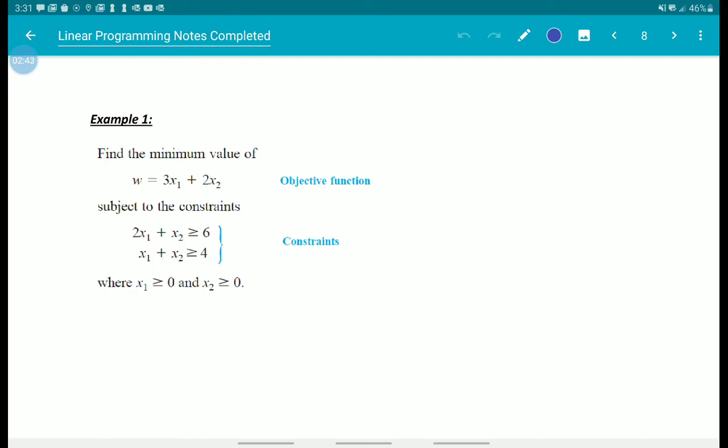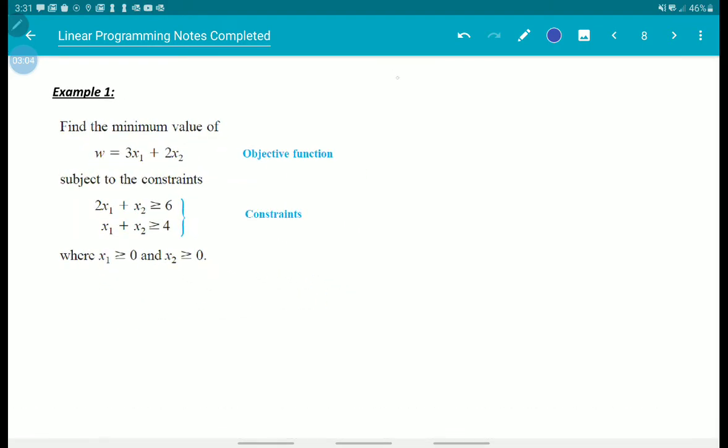So we want to minimize w equals 3x1 plus 2x2 subject to the constraints 2x1 plus x2 is greater than or equal to 6, x1 plus x2 is greater than or equal to 4. Notice this is in 2 dimensions. We're limiting it to the first quadrant. This is almost always going to be a statement in these problems. So we've got x1s and we've got x2s here.